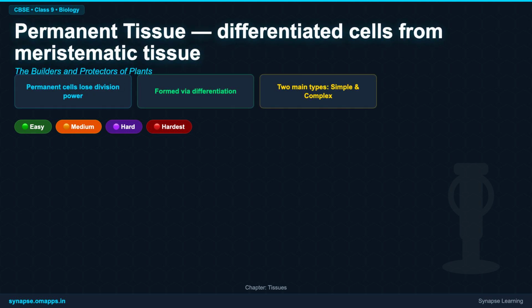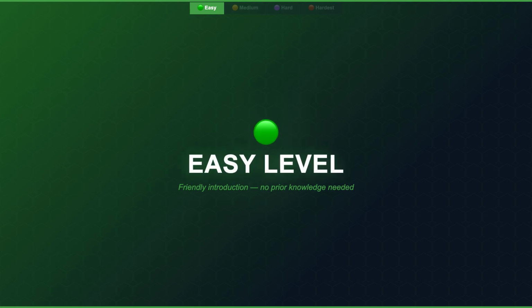Today, we are diving deep into the fascinating world of plant tissues, specifically focusing on permanent tissue, differentiated cells from meristematic tissue. We'll explore how plants build their strength, transport vital substances, and protect themselves. Get ready for an exciting journey through 4 levels of understanding, from the basics to advanced concepts. Let's begin. Ready to understand the basics of what makes a plant strong and functional?